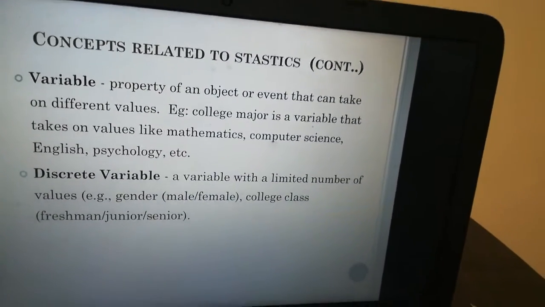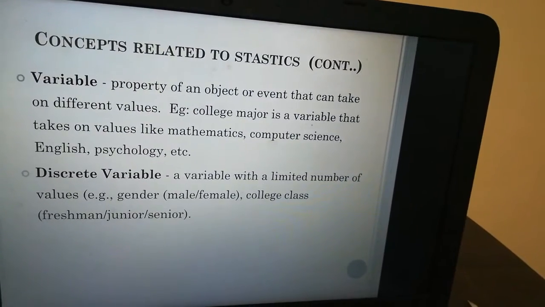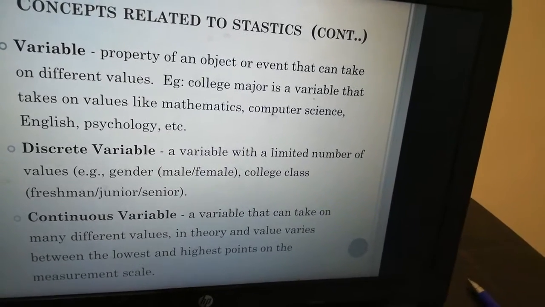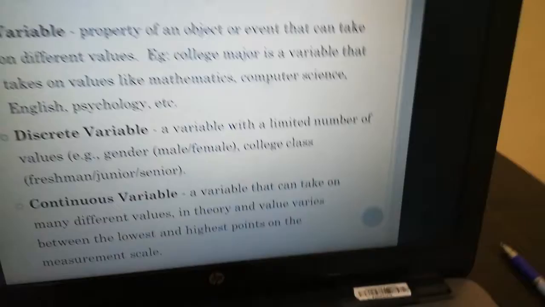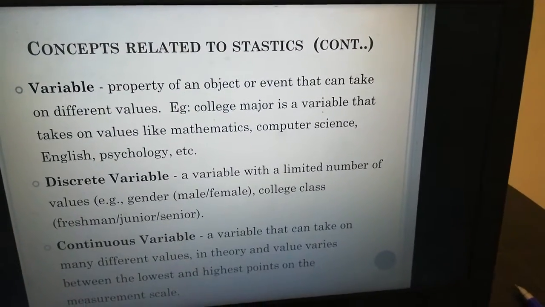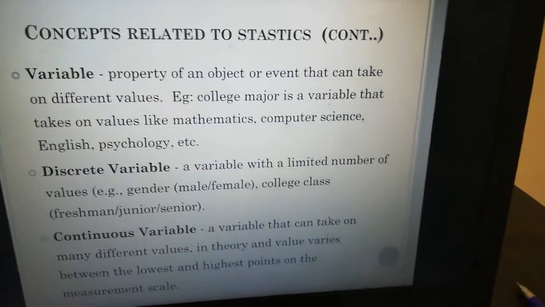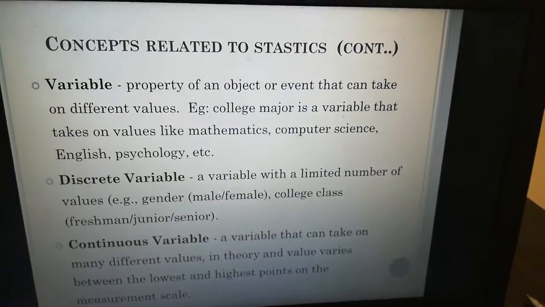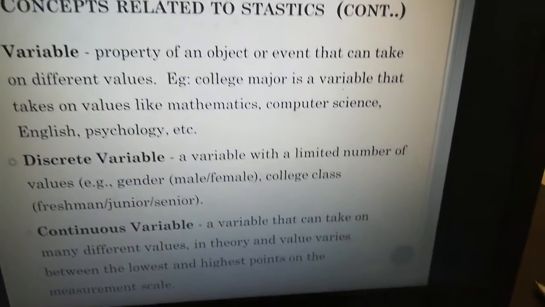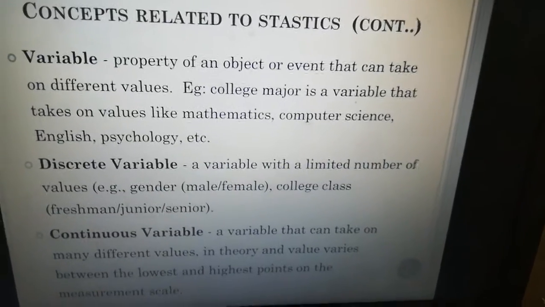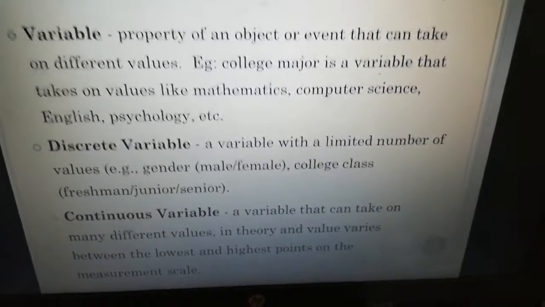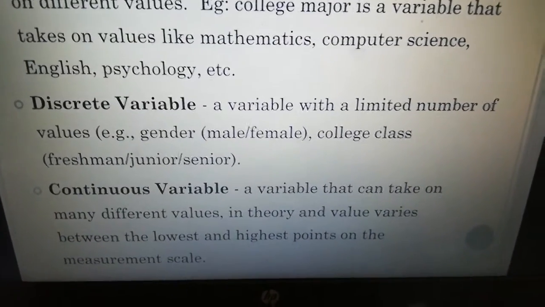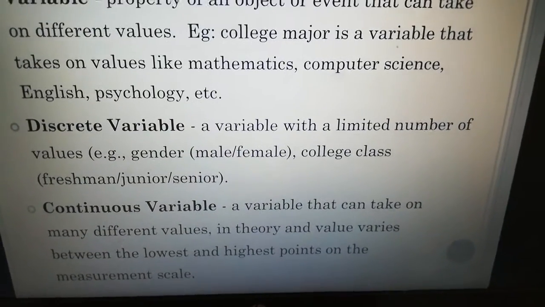There are different types of variables: discrete variable and continuous variable. What do you mean by discrete variable? A variable with a limited number of values, like male or female in case of gender, junior or senior, that way, with limited values. Whereas continuous variable means it can take on many different values in theory, and values vary between the lowest and highest point on the measurement scale.